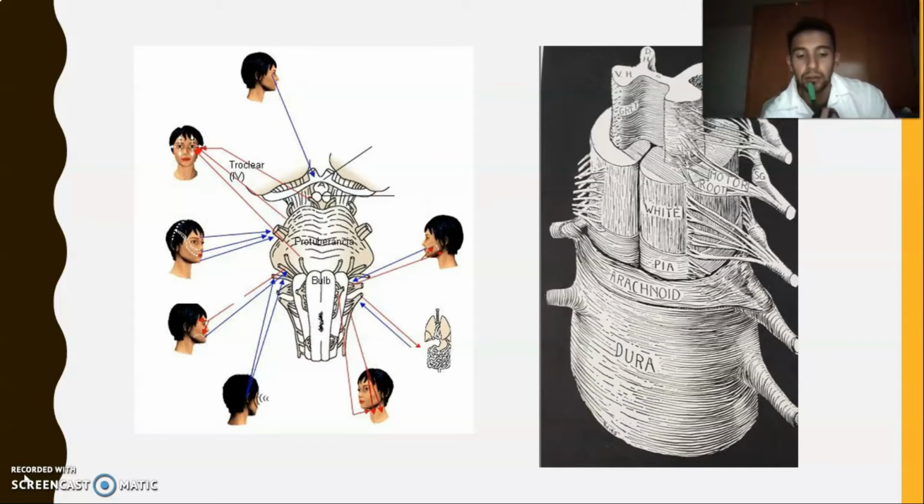The first one is medulla oblongata, and its function is to control the respiratory rate, and we have the image of the lungs here in the right part. Now the second one is the pons or bridge, and its function is to control facial expressions.